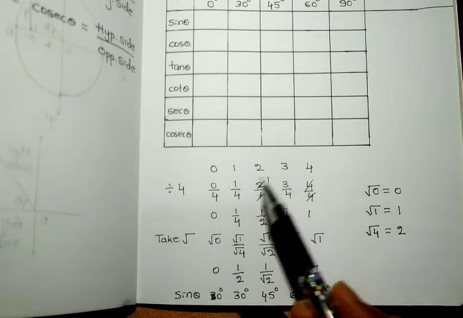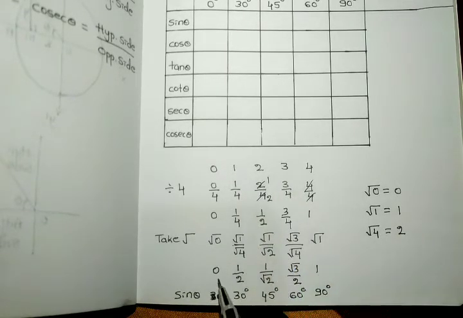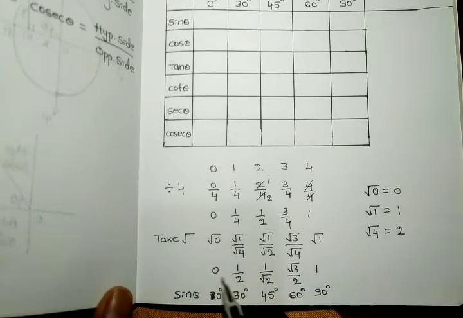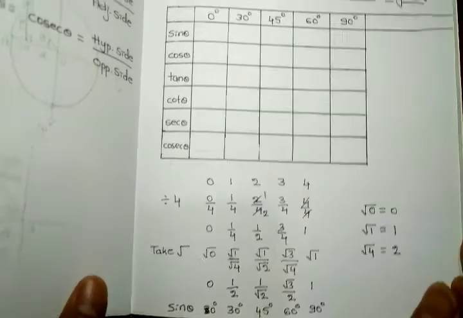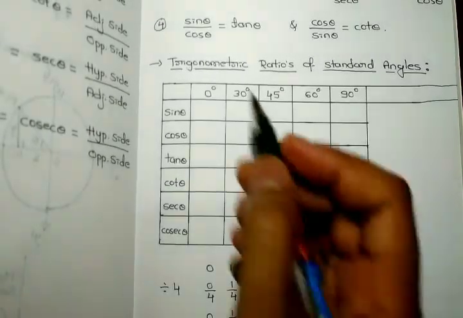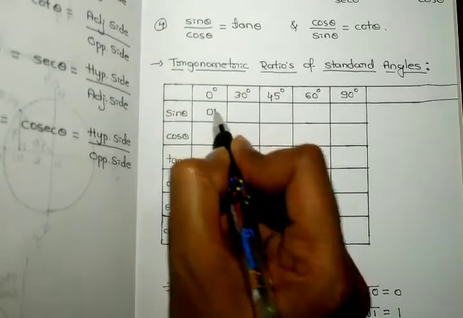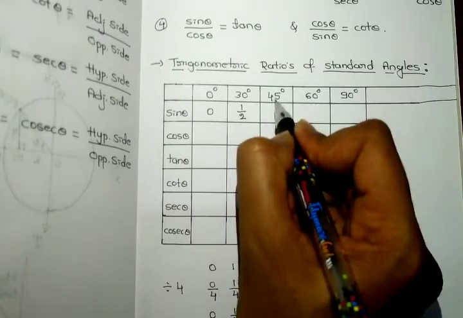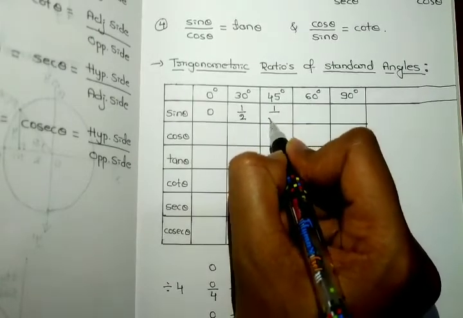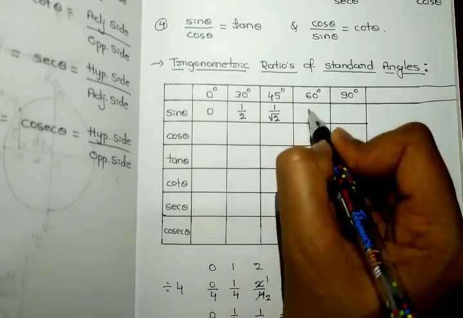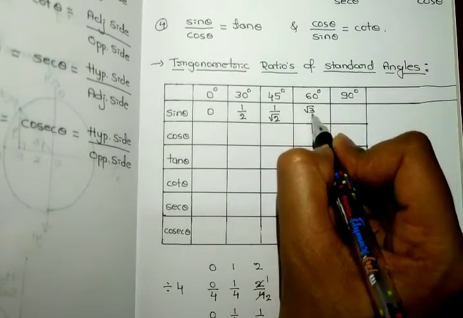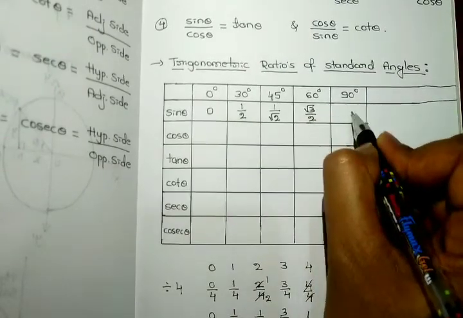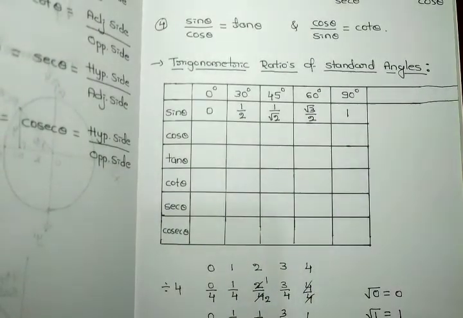So like this if you do, easily you will get the sine theta values. So I'm going to note down all these values in this table. First sine 0 degree is 0, sine 30 degree is 1 upon 2, sine 45 degree is 1 upon root 2, sine 60 degree is root 3 divided by 2, and sine 90 degree value goes to 1.